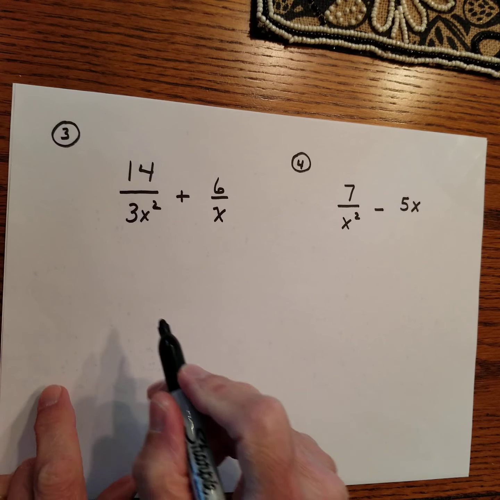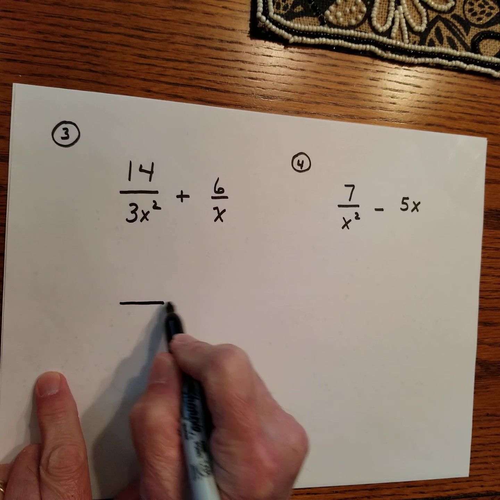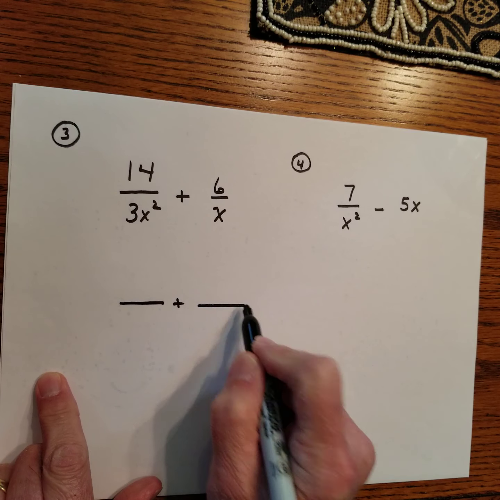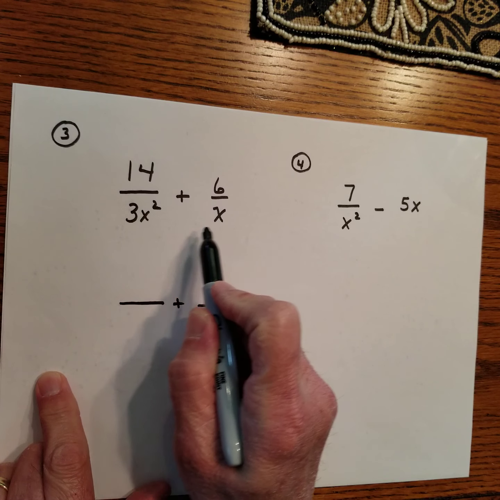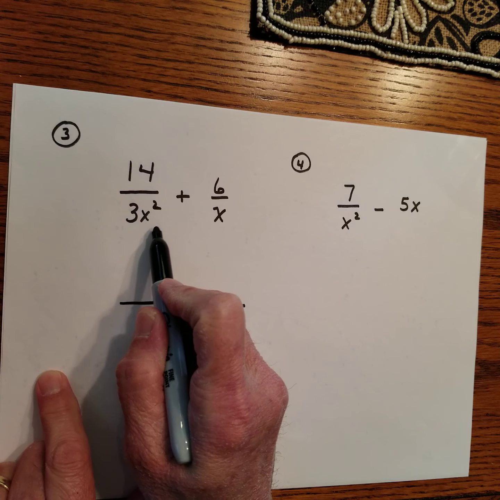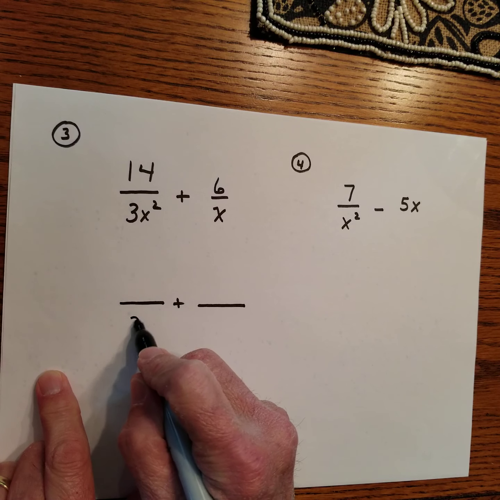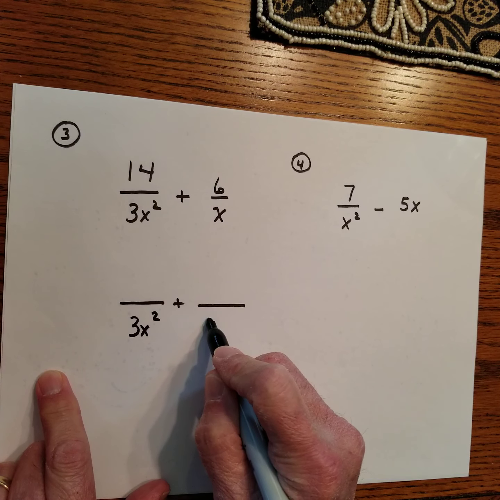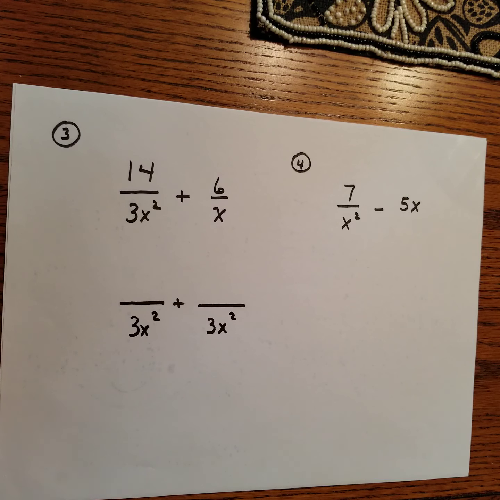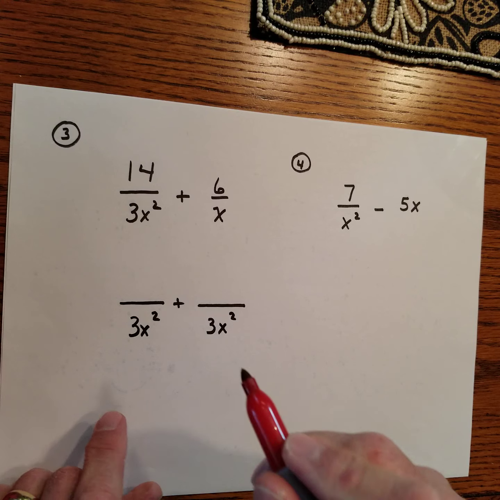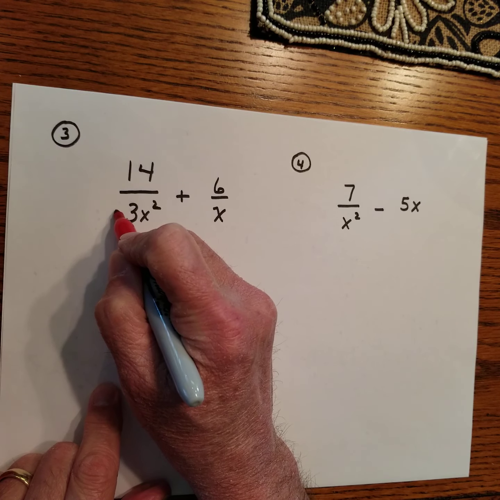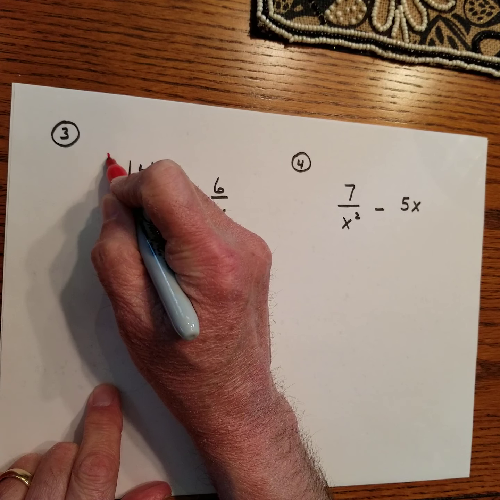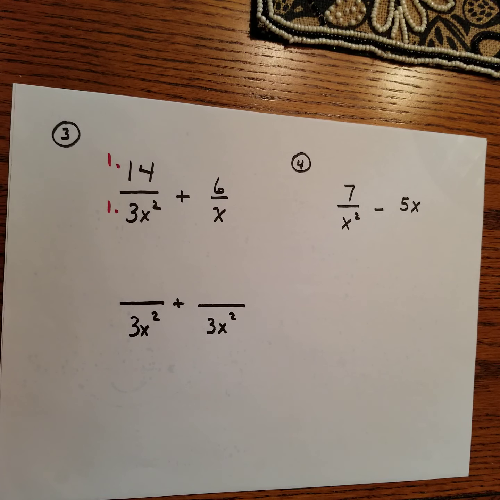Let's try 2 more. Here we need a common denominator. I'm going to check to see if the small one divides evenly into the big one. Well, x fits very nicely into x squared. Let's just use 3x squared as my common denominator. Let's get the numerators. What do you multiply times 3x squared to get itself? Well, you're multiplying by 1. 1 times 14 goes right here.